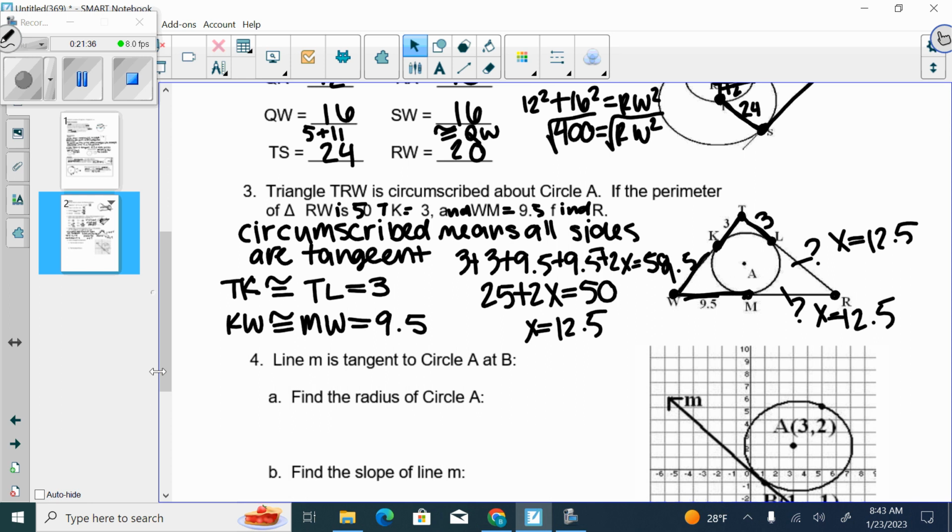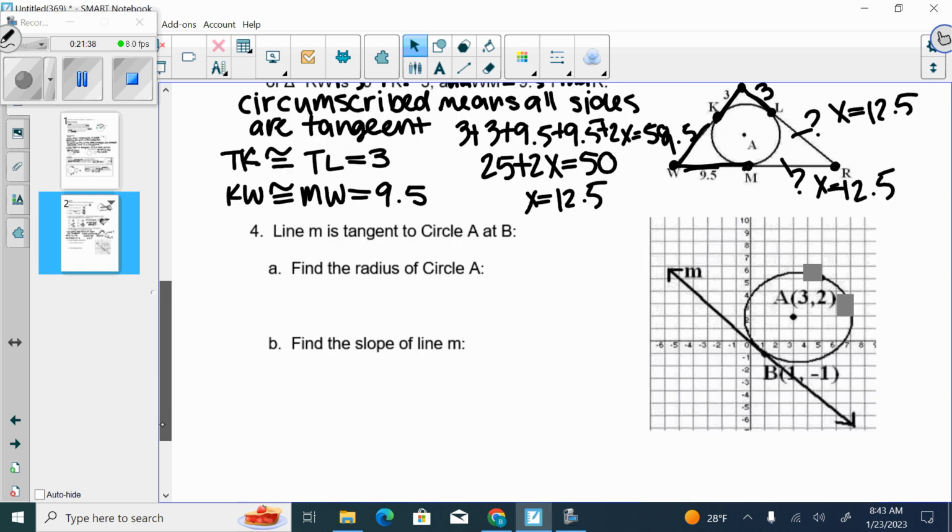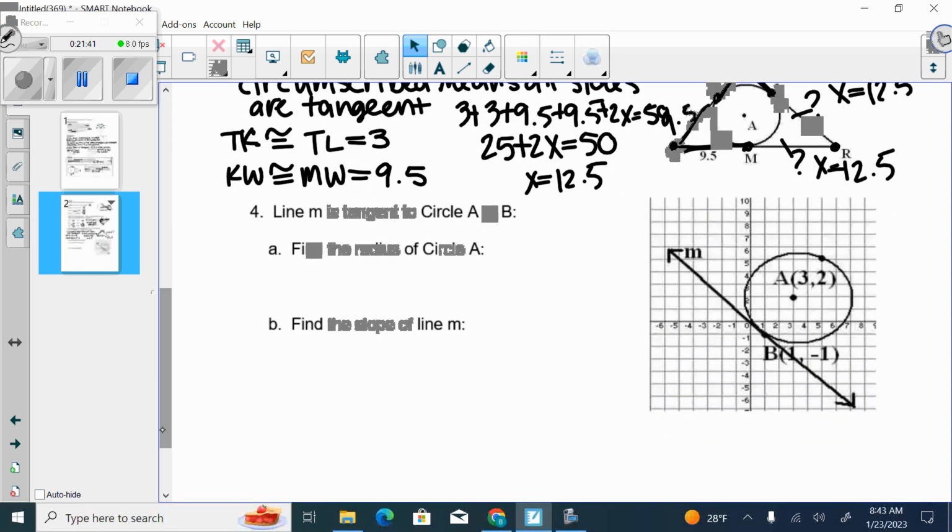All right. We got one more here. It says that line M, so this is line M, they labeled it with that lowercase letter, is tangent to your circle A at the point B. So this is the tangent point, or the point of tangency. It says to find the radius of circle A and to find the slope of line M. Well, the radius of a circle goes from where to where? Center to the edge. So here's the point at the center, here's a point at the edge. How do you find the distance between 2 points?